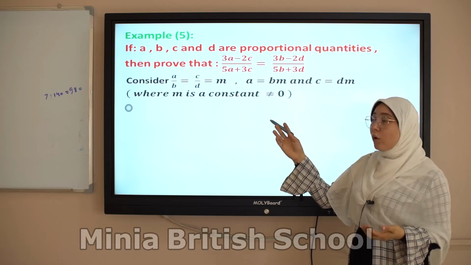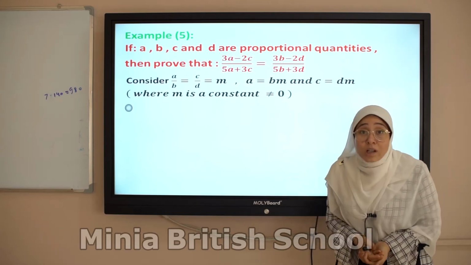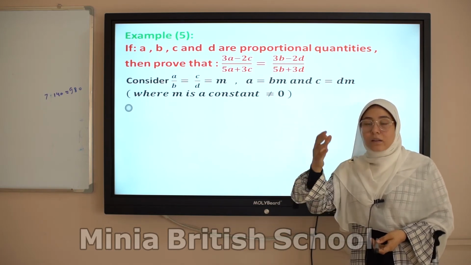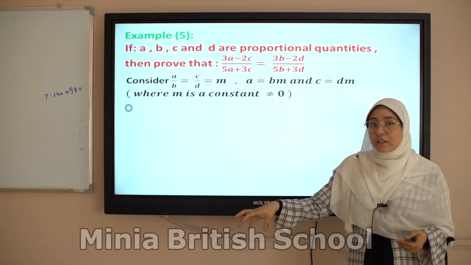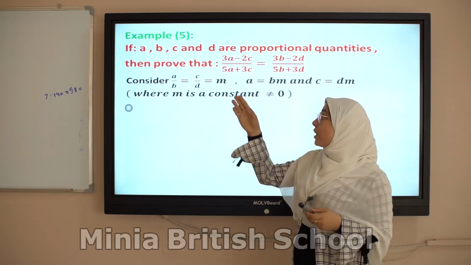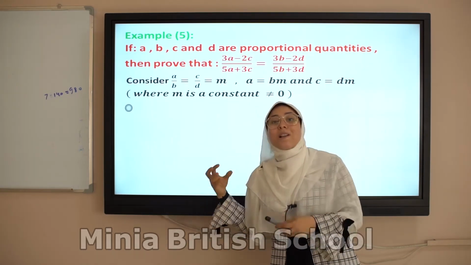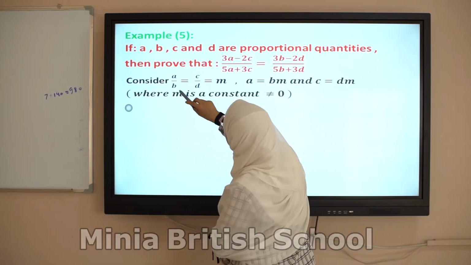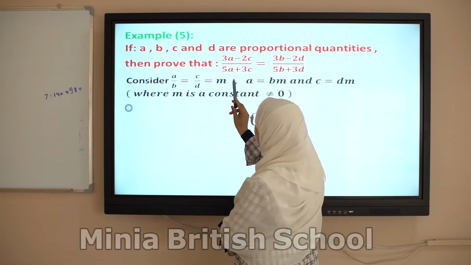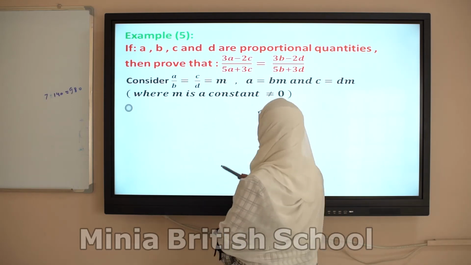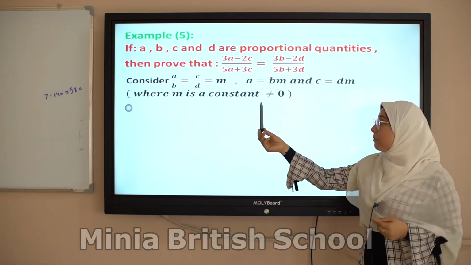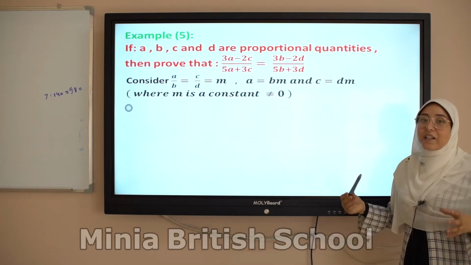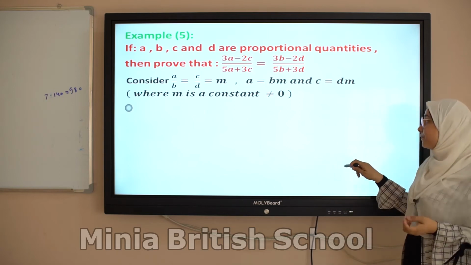Therefore, a over b equals c over d equals a constant number, like m, k, n, as you like. Here I said the constant number is m. So a over b equals c over d equals m. Therefore, a equals bm, c equals dm, where m is not equal to 0.